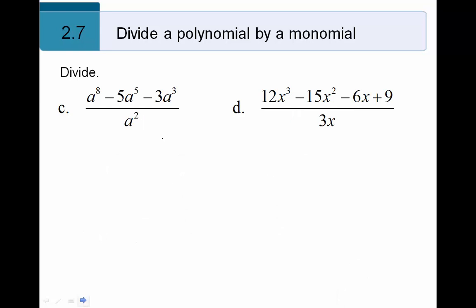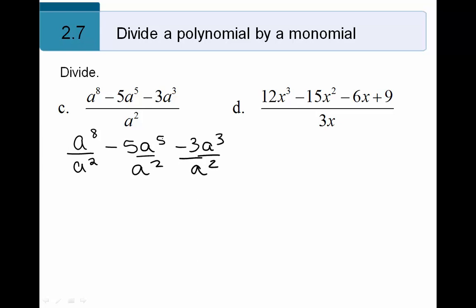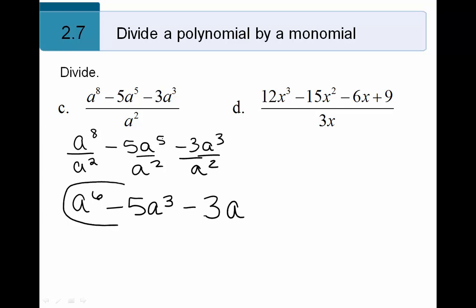We have a trinomial. Each term of that will be divided by a squared, so we'll have a to the 8th divided by a squared, negative 5a to the 5th divided by a squared, and negative 3a to the 3rd divided by a squared. So that's a to the 8 minus 2, which is a to the 6th, minus 5. A to the 5 minus 2 is a to the 3rd. And then minus 3. A to the 3 minus 2 would just be a to the 1st.